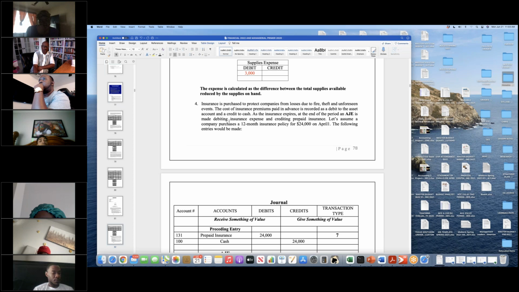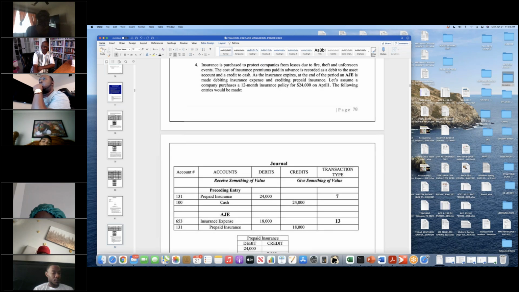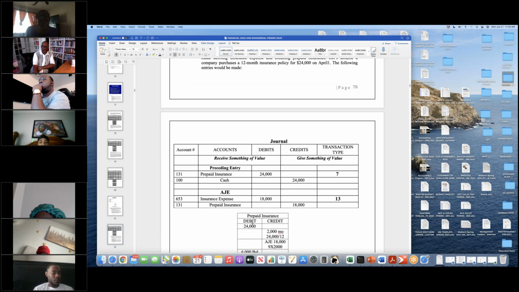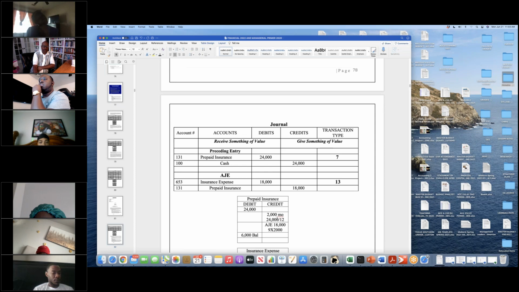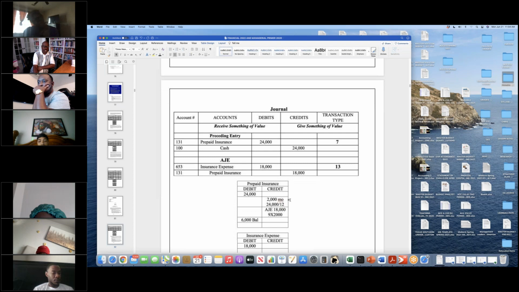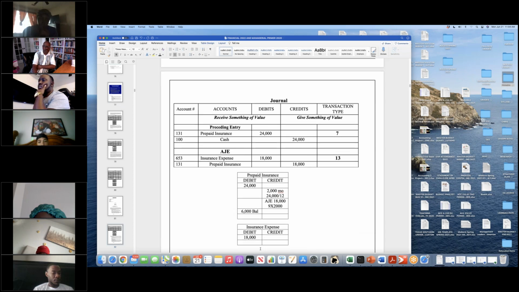So when we get to December 31st, we had $24,000 in the account. The monthly amount, 24,000 divided by 12, is 2,000. 9 months have expired, so 9 times 2,000 is 18,000. That's the adjusting entry. Debit insurance expense and credit prepaid insurance. And we have a balance in the account of $6,000. And 18,000 is insurance expense. So we had 24,000 on April 1st. When we get to December 31st, 9 months are gone.